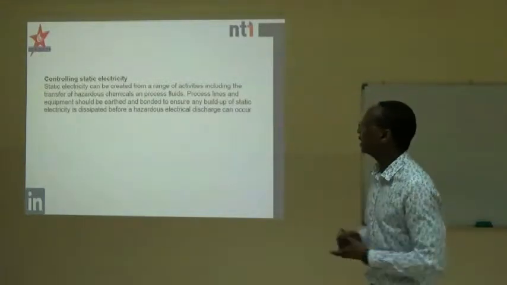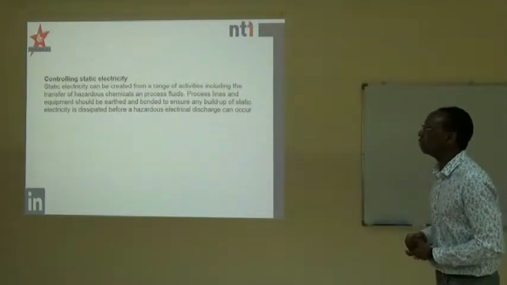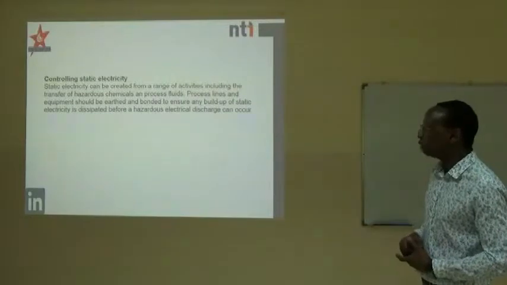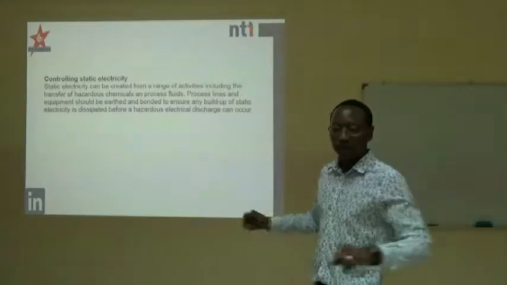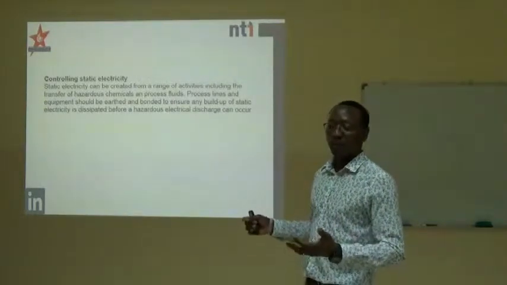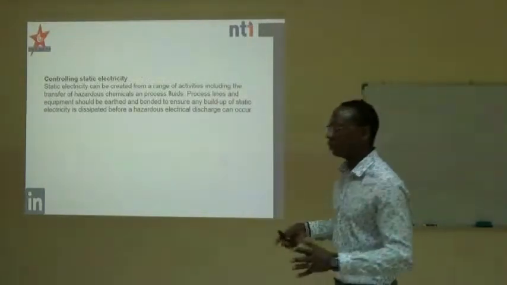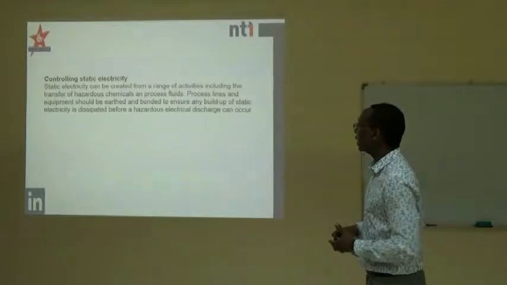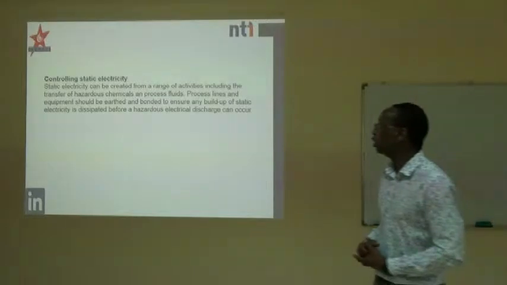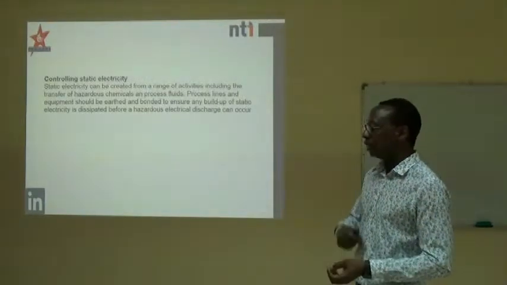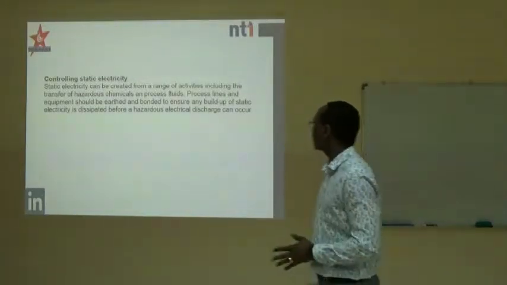So we are saying here static electricity can be created from a range of activities, including the transfer of hazardous chemicals or process fluids. This is the reason why you see electrical earthing conductors on your process lines. And sometimes people wonder, why do we see electrical conductors on a pipe? It is for the purposes of trying to remove that stored energy, the static electricity within the pipe itself. So process lines and equipment should be earthed. Why? So that we create a path for them to be grounded, to go to the general mass of the earth through the earth conductor.